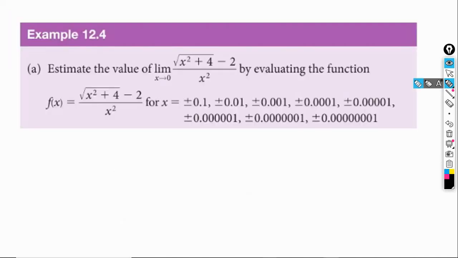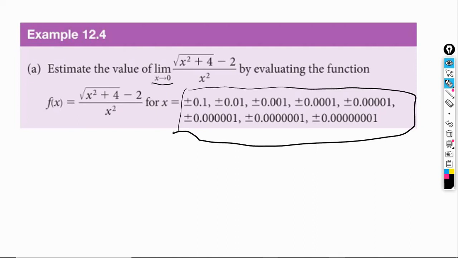Very well, so here we are now on example 12.4. And in part A, they ask us to estimate the value of the limit as x approaches 0 of the square root of x squared plus 4 minus 2 over x squared by evaluating the function for these values here. Now notice that all of these are different approximations to 0 and increasingly close to 0, as you can see, 0.1, 0.01, 0.001, etc. And they do a plus minus, meaning do it from the left and do it from the right. Although in this case, it doesn't really make a difference because x is squared.